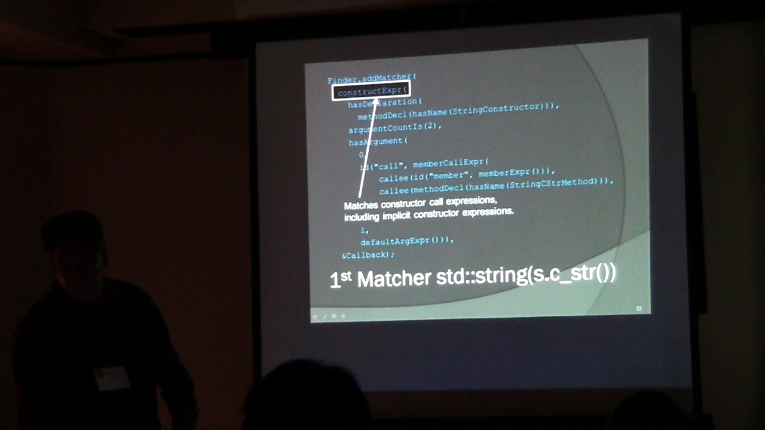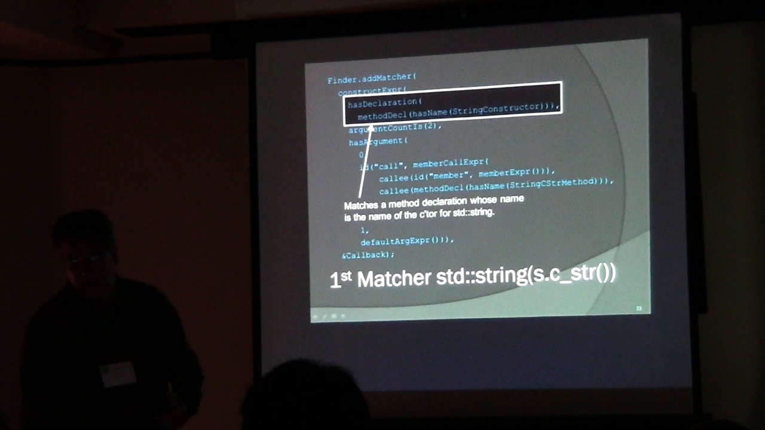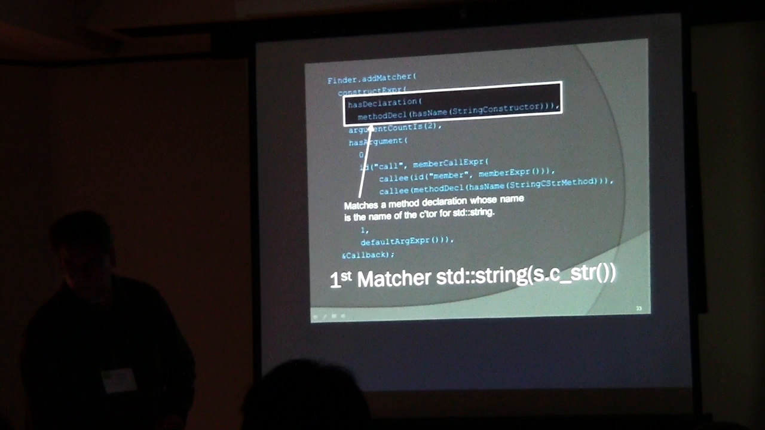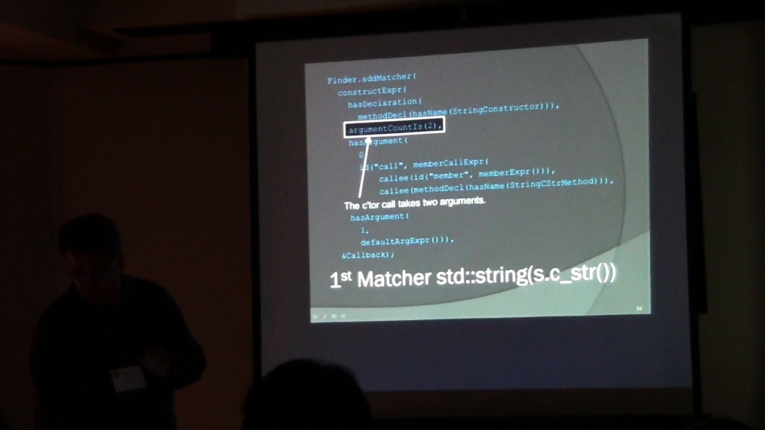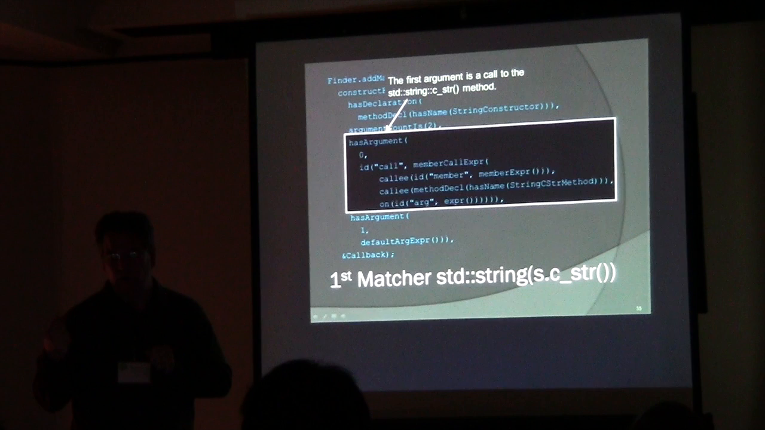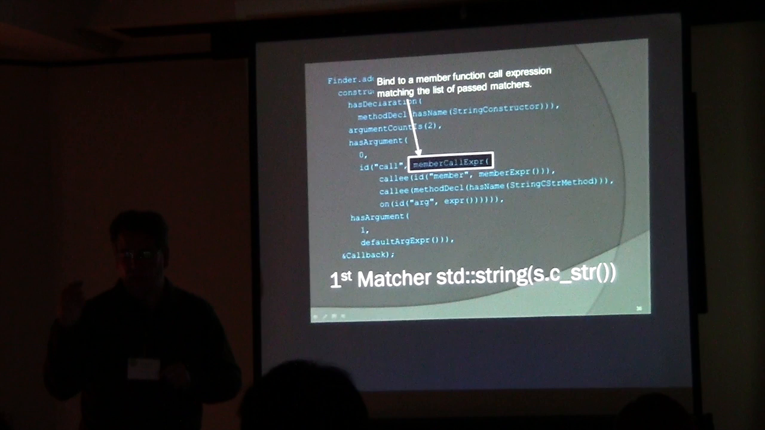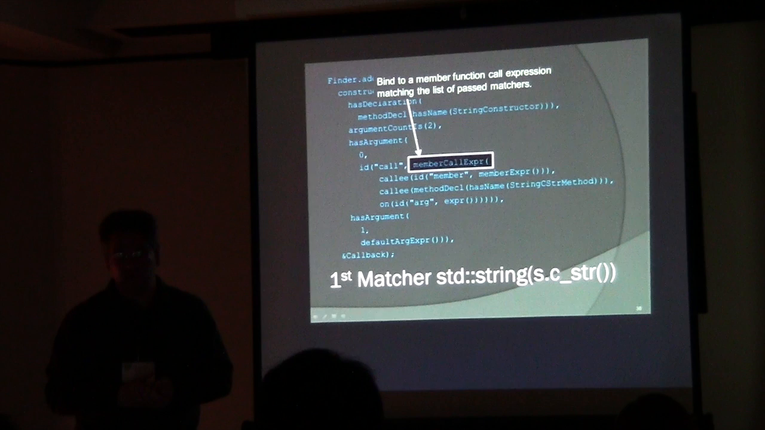So we're looking for a constructor call expression, and the constructor call should be declared with the same name as the string constructor for standard string. It should have an argument count of 2. That is, the constructor should have an argument count of 2. And the first argument should be a call to std::string::c_str. We figure that out by using a member call expression, because c_str is a member function, so invoking that is a member call.